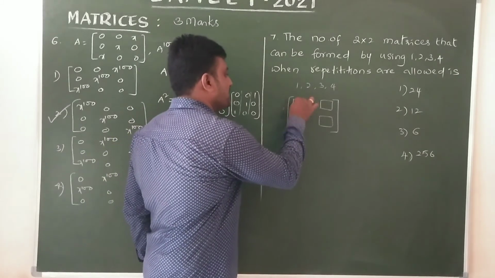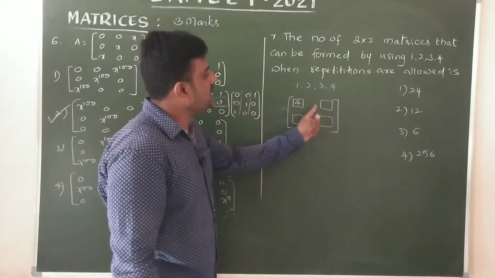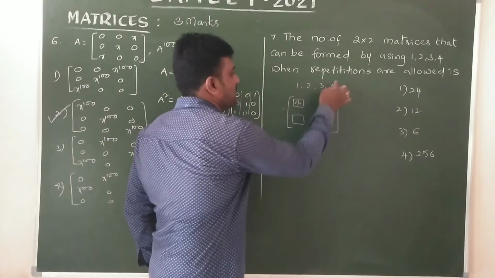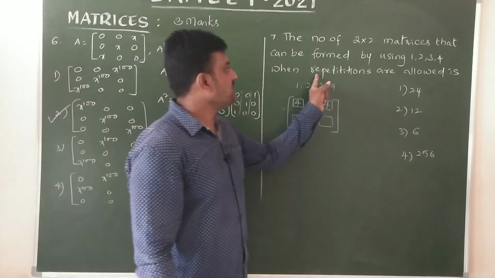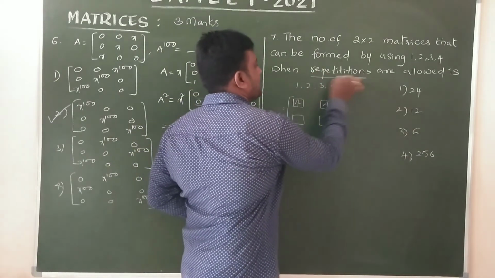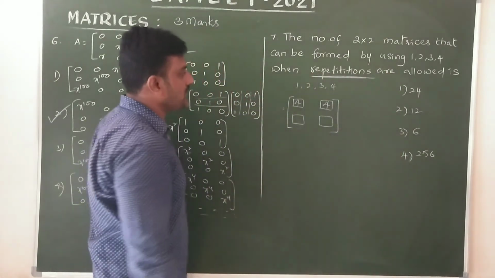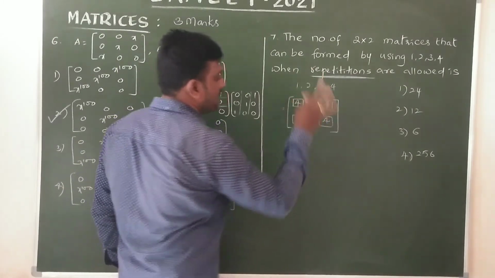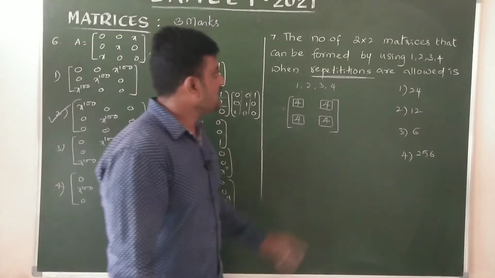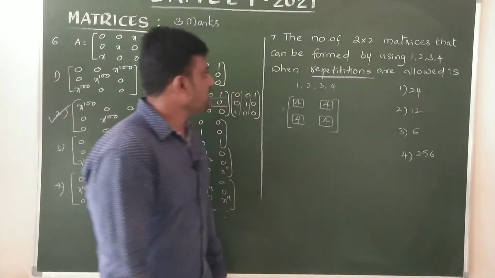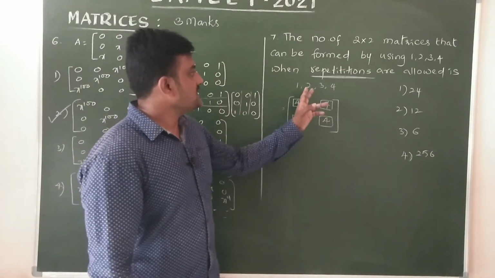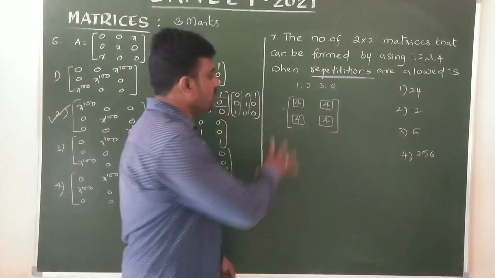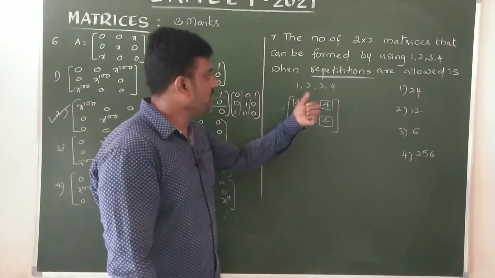4 ways. Yes or no? And the second blank also can be filled with 4 ways by these 4. Yes sir, because repetition is allowed. Similarly 4, 4. The number of 2 by 2 matrices that can be formed by using 4 digits when repetitions are allowed is what? The 4 blanks can be filled by 4 ways.